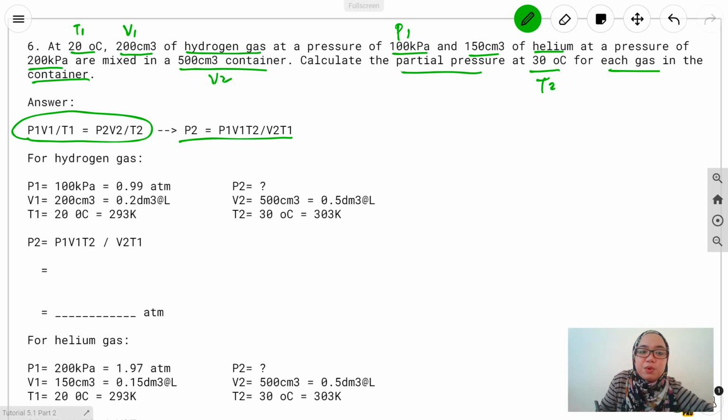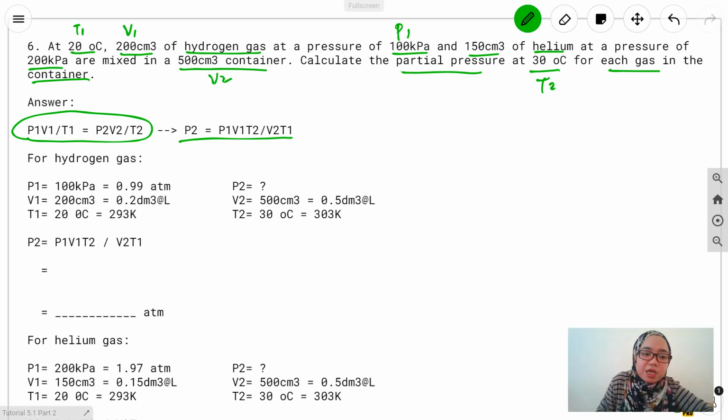For P2, we want to find the final pressure, so we don't know it yet. The final volume V2 is 500 centimeter cube, which converts to 0.5 liter, and the final temperature is 30 degrees Celsius. Remember that the final volume and the final temperature are the same for both gases, hydrogen and helium. We just want to find the partial pressure for each of them, because they have different final partial pressures.